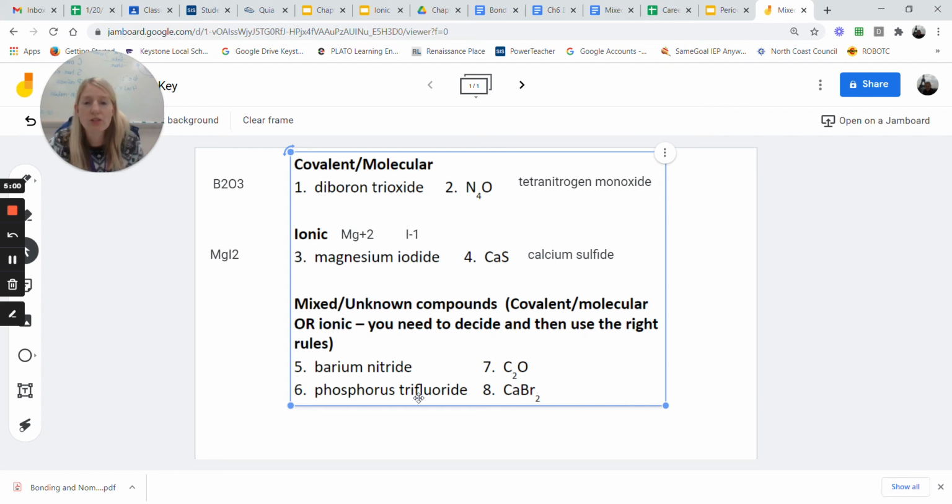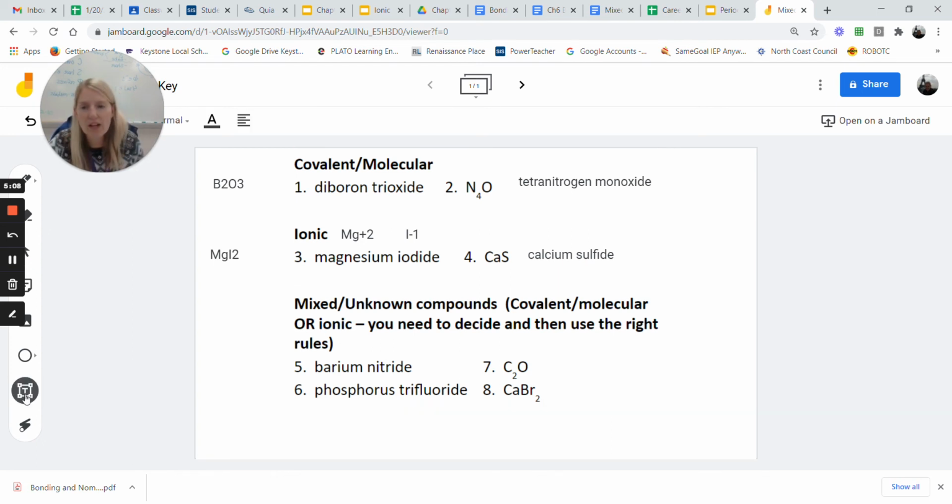and it told you that you needed to decide first if it's molecular or ionic, and then use the correct rules depending on if it's molecular or ionic. So first let's go through and label these. So I've got barium nitride first. There are a couple of ways I know that it is ionic. First, I know it's ionic because there aren't any prefixes there. And secondly, I know it's ionic because the first element listed there, barium, is a metal.